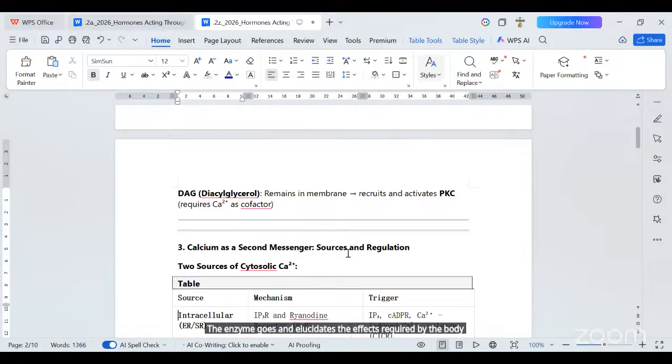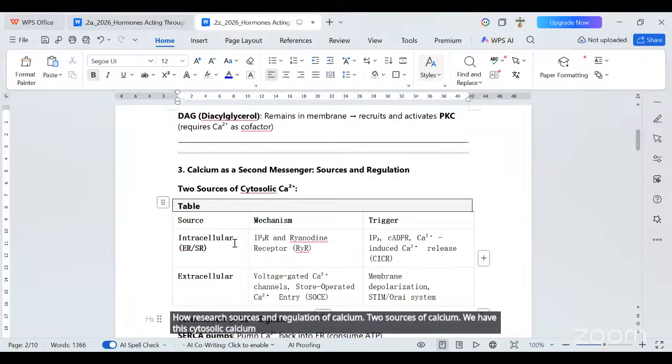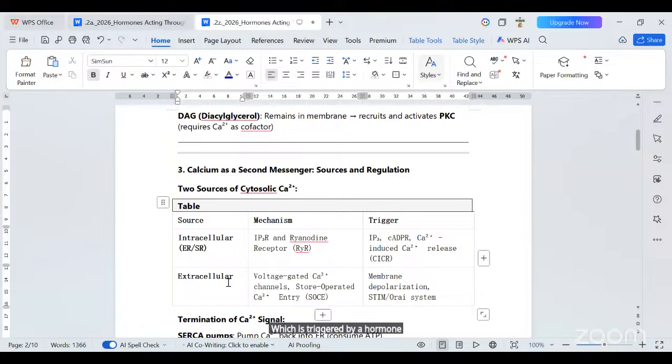Now, sources and regulation of calcium. Of the two sources of calcium, we have the cytosolic calcium, that is the intracellular. It's found in the endoplasmic reticulum, and like we saw in the sixth step, it is released through the IP3 receptors, which is triggered by a hormone. Now, the extracellular source is through our diet or voltage-gated channels.